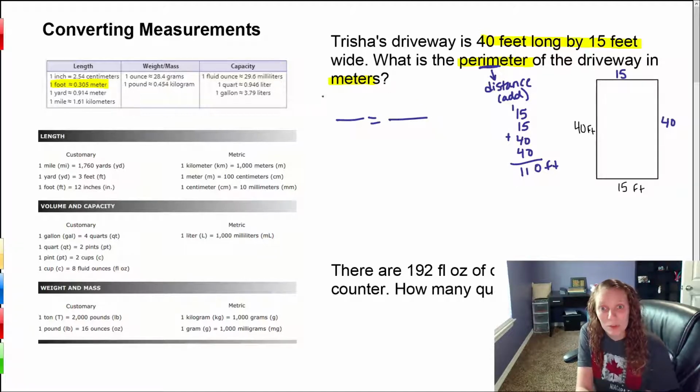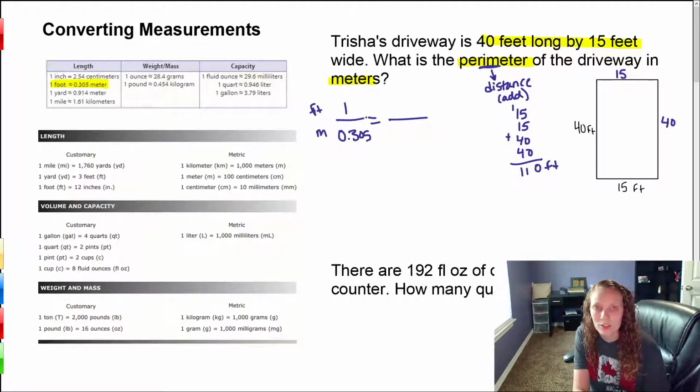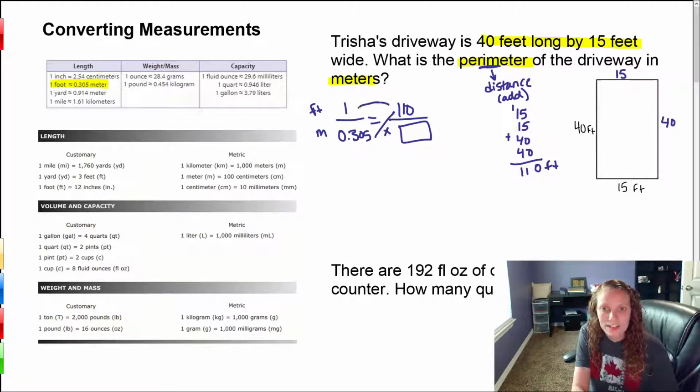Remember, we need to label our proportion. We're dealing with feet and meters, so I'm going to label that to the side. From the chart, I see that 1 foot equals 0.305 meters, so that goes together in one fraction. And then here I see that it's 110 feet. To solve for this missing number, we're going to crisscross multiply and then divide by the last number. So let's take 0.305 and multiply that with 110.